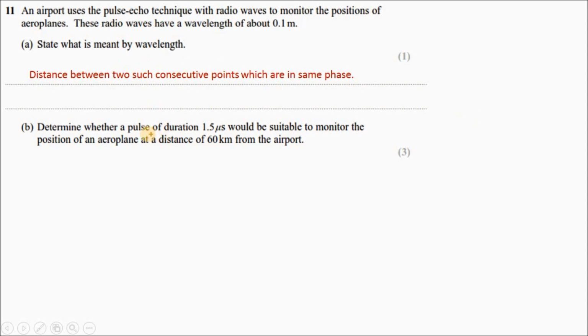Determine whether a pulse of 1.5 microsecond would be suitable to monitor the position of an airplane at a distance of 60 km from the airport. So the idea is we are going to use this information to find whether this situation is valid or not. Now we use this time to find the distance. That means using this time, how much distance can be found. So this is pulse and echo, remember. So s is equal to ut.